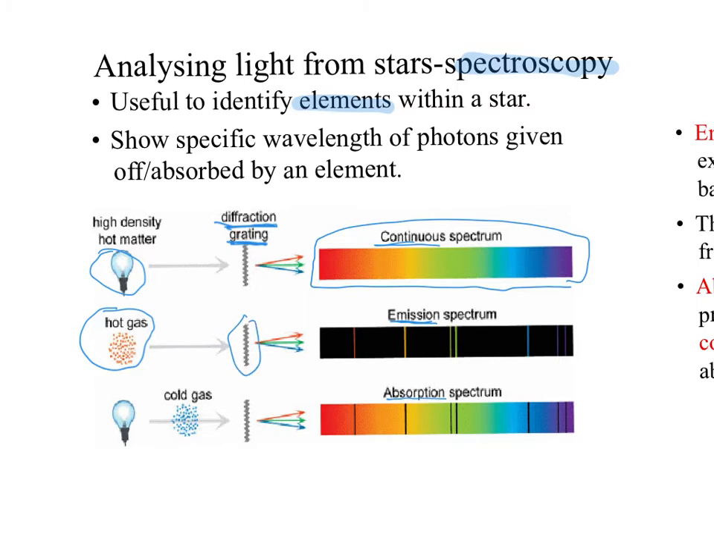So you know that hot gas, heat in general, causes the electrons in an atom to go from a lower energy level to a higher energy level.